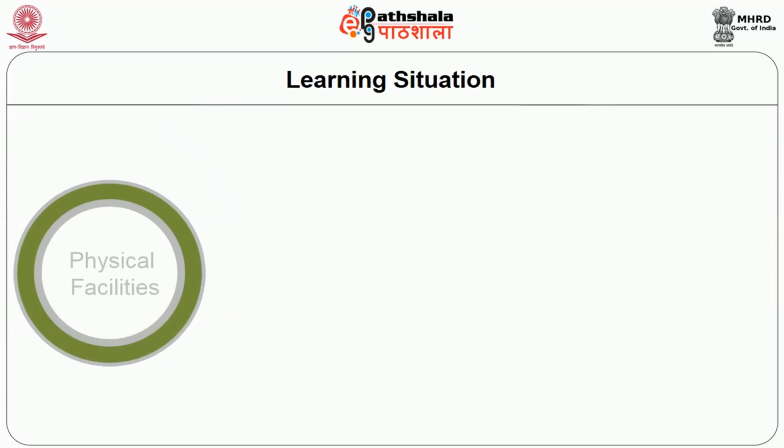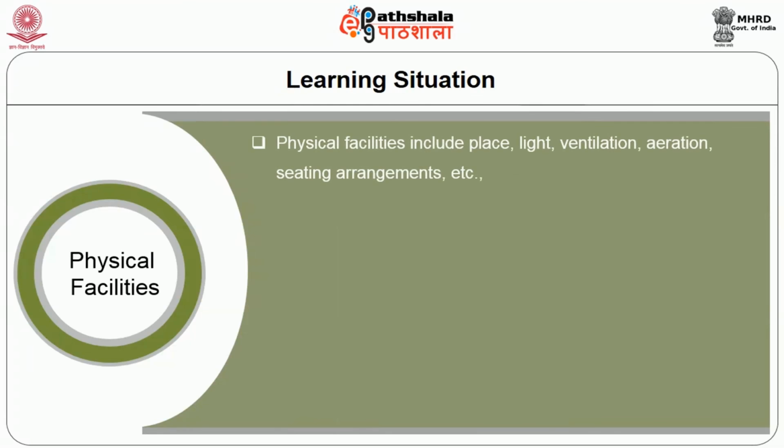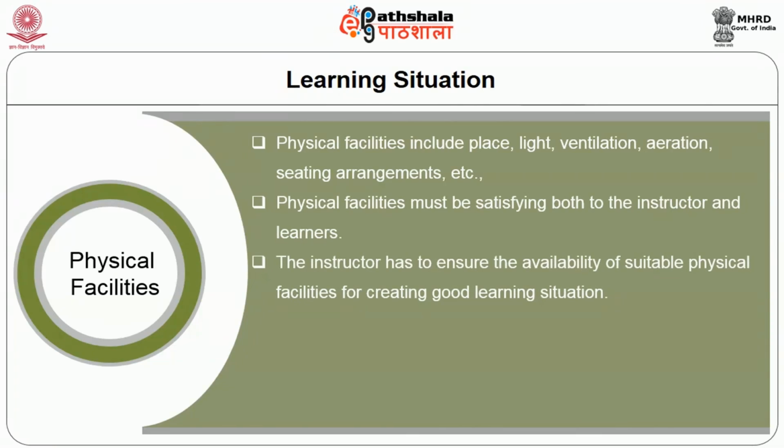The last element is the physical facilities. Physical facilities include place, light, ventilation, aeration, seating arrangements, etc. Physical facilities must be satisfying both to the instructor and the learner. The instructor has to ensure the availability of the suitable physical facilities for creating a good learning situation.